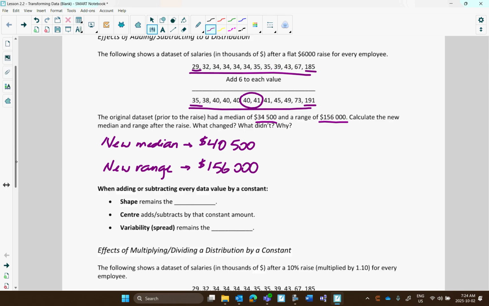So what that means is that if we were to add or subtract a constant amount to a distribution, the measures of center, like the mean and median, would increase by that constant amount, or decrease by that constant amount if we were subtracting. Okay, so that's measures of center. However, the measures of variability, by this I mean range and standard deviation and IQR, remain the same. That doesn't change.